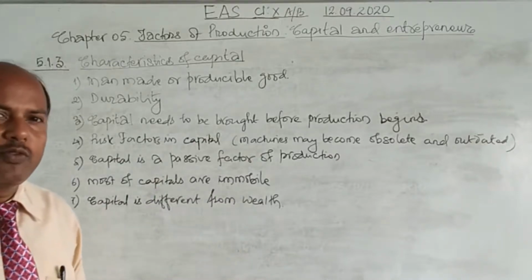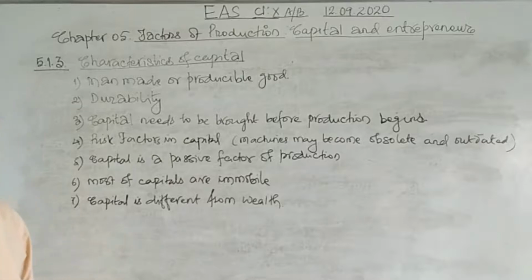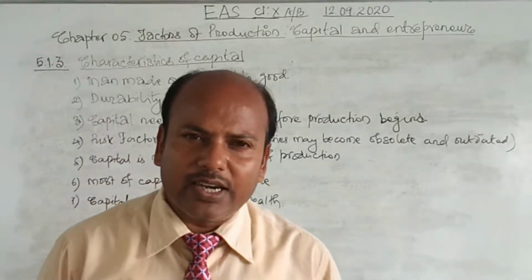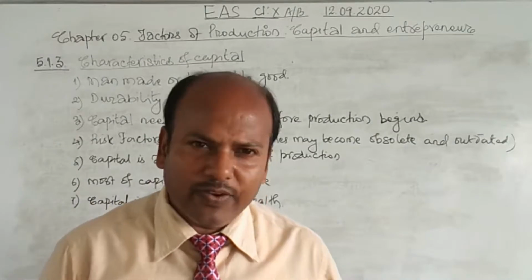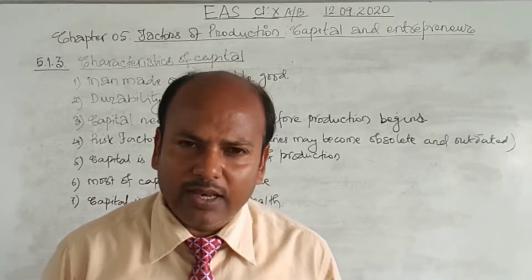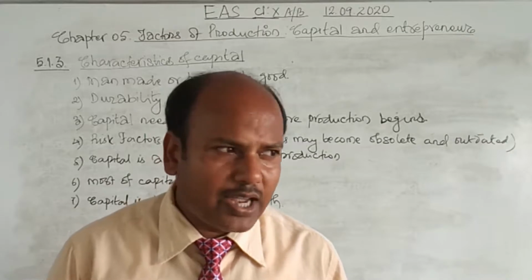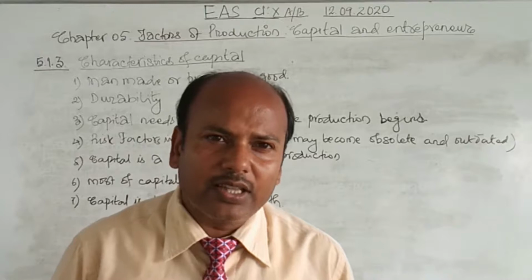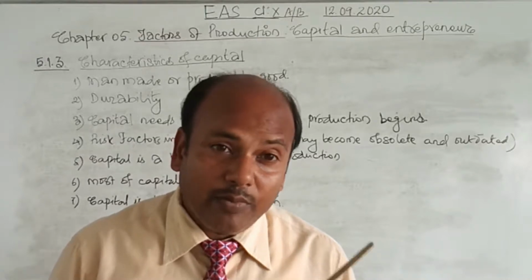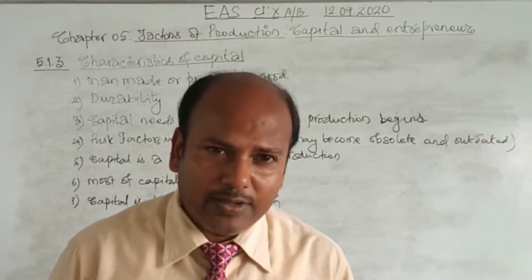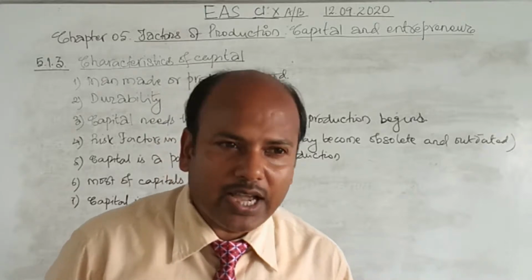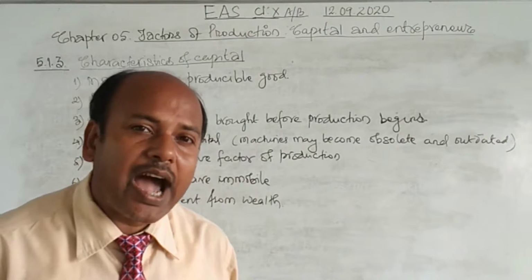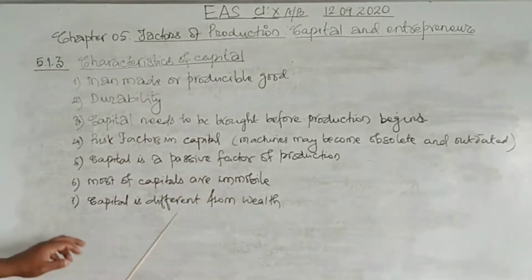Next, most capitals are immobile. The capital cannot move. Already I told you, land and capital are immobile. In this connection, most of the capitals are immobile, not all. Land is perfectly immobile. Most of the big capitals, once they are pitched up, are immobile. There are few small capitals that have mobility. Perfectly immobile is land, and most of the capitals are also immobile. Entrepreneur and labor are highly mobile. They have a high power of mobility.